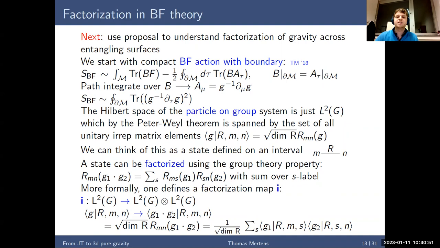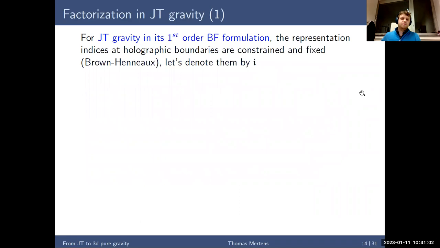And this is, by the way, also precisely the same as how one would do it in 2D Yang-Mills theories. Okay, now this is for arbitrary groups, and JT gravity can be written or interpreted in its first order formulation as a BF model based on a group structure related to PSL(2,R). So we can just try to use this, but there are some additional things that happen here.